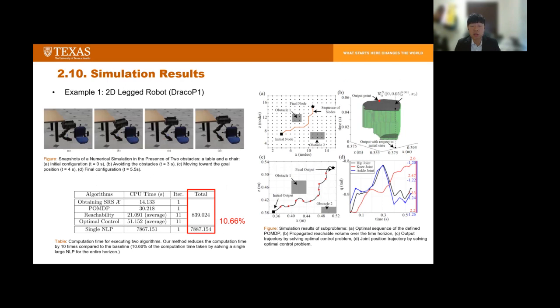We can apply this trajectory generation approach to the legged robot and the full body humanoid robot. This result is for the legged robot Draco P1. The pelvis of the legged robot succeeded in reaching the goal position, of course, avoiding obstacles like a table and chairs. The contact is maintained while moving the robot. Also, we analyze the computation time and compare it to the baseline approach. As you can see in the table, the proposed approach takes just 10% of the computation time taken by a single very large NLP.